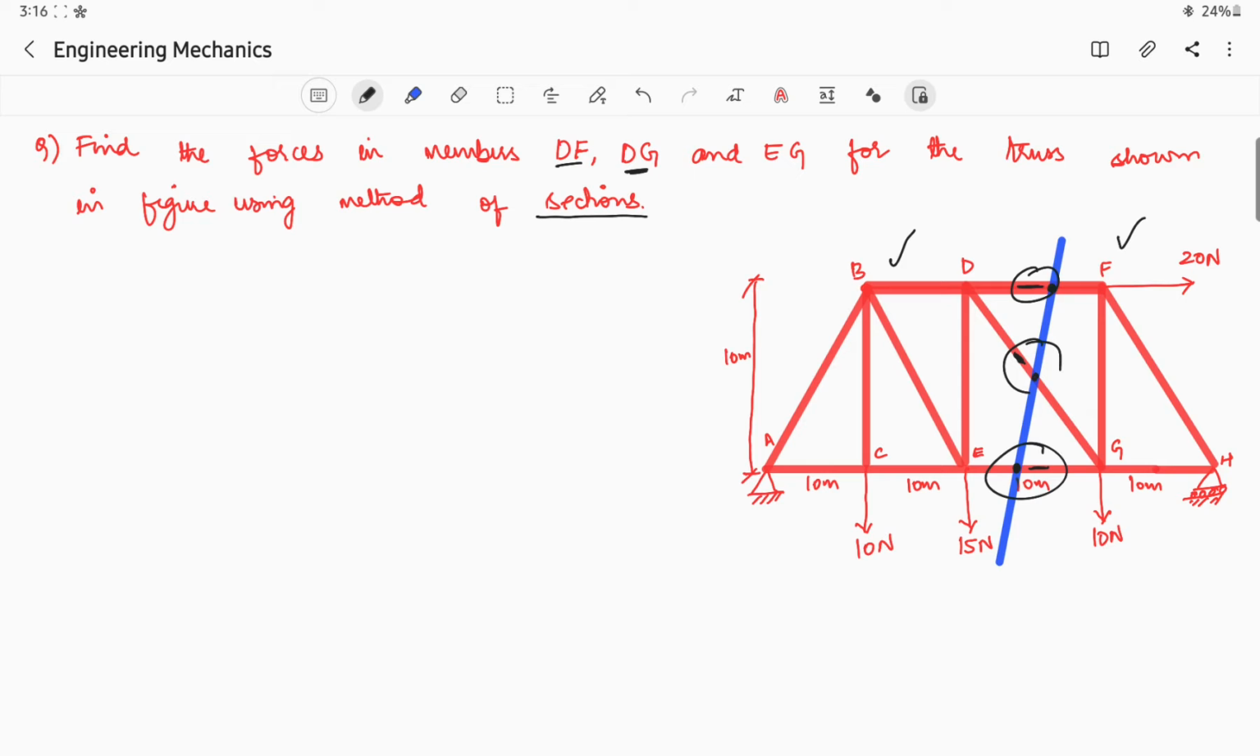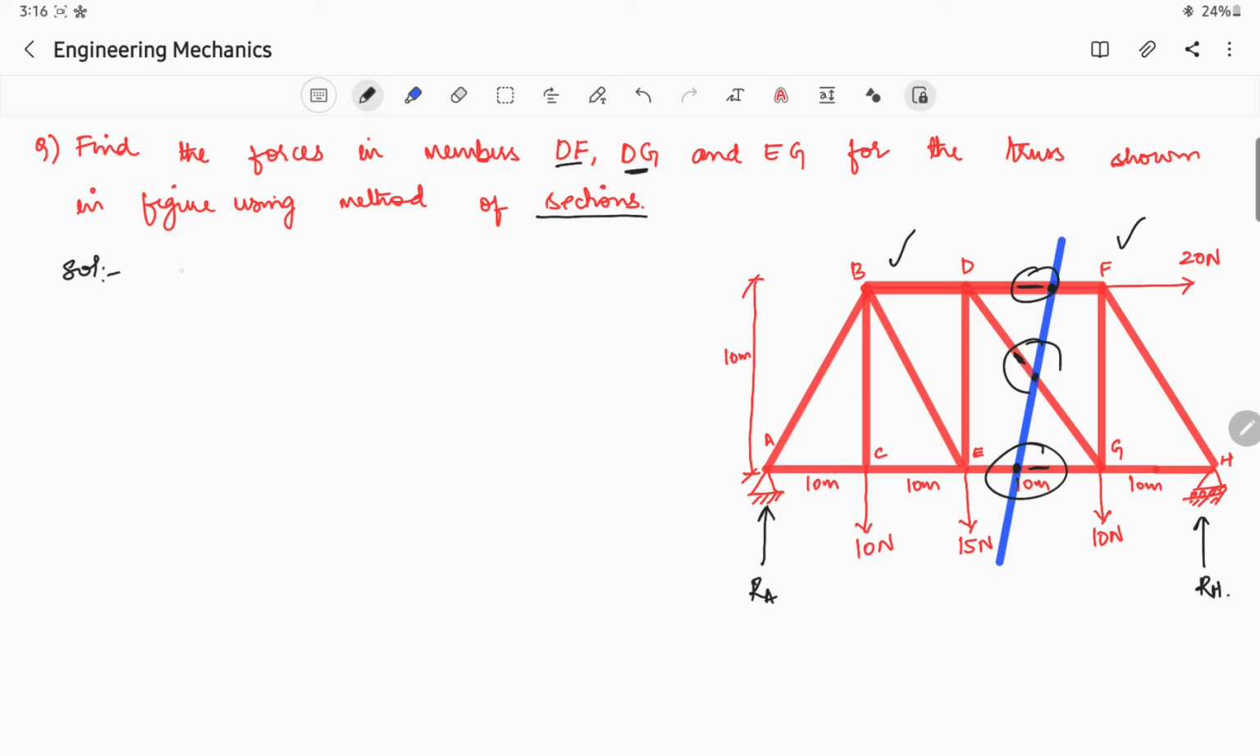So what we will do is first calculate the reactions at this location and at this location, that is RA and RH. First we'll calculate those forces, then later we'll go for the calculations of the method of sections. I'll place my reactions, RA and RH.